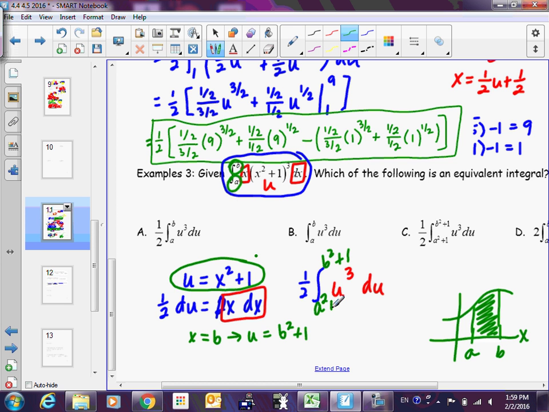So then the bottom bound would be a squared plus 1. Okay, so what's the answer? C. Okay, so some of these are easier than even what we were doing yesterday or before.